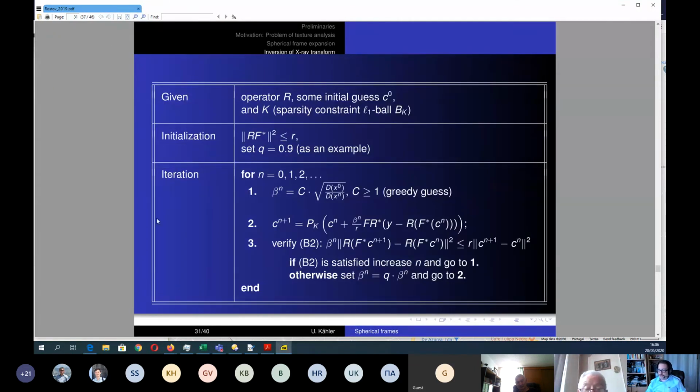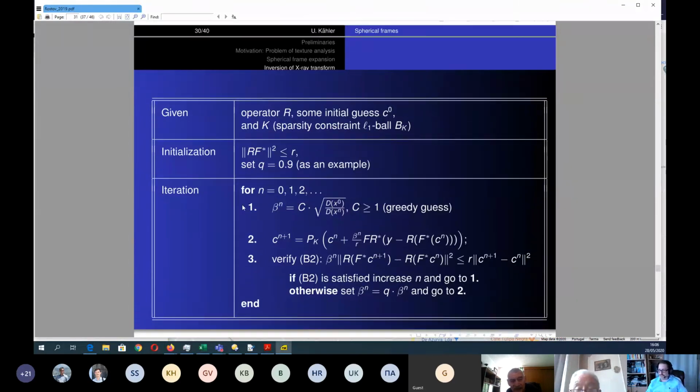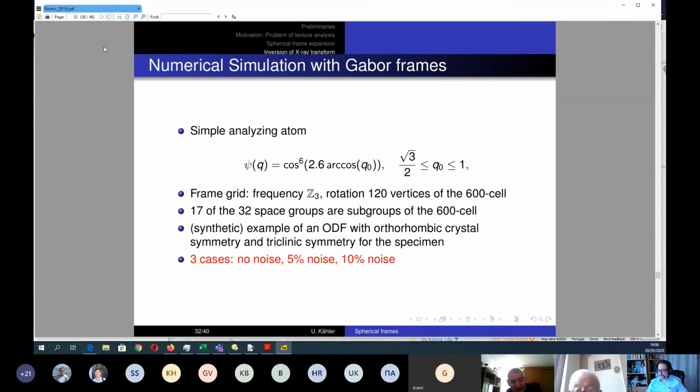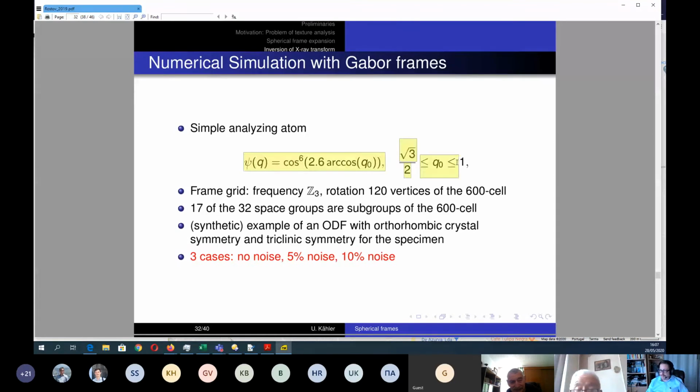Now, I wrote down the algorithm here as an example. If somebody is interested, one can take that a little bit more into the details. For the numerical simulation, I just used Gabor frames. So you take a simple analyzing atom, that's basically one special case of our previously mentioned admissible functions. For the frame grid, for the frequency, we just take the usual Z^3. For the rotations, I take the 120 vertices of the 600-cell.